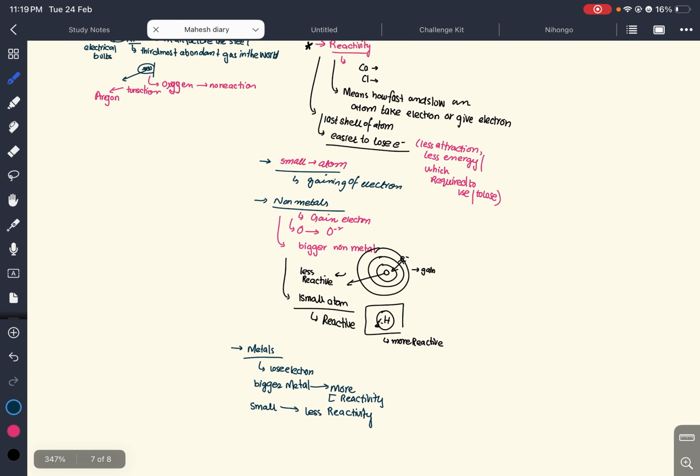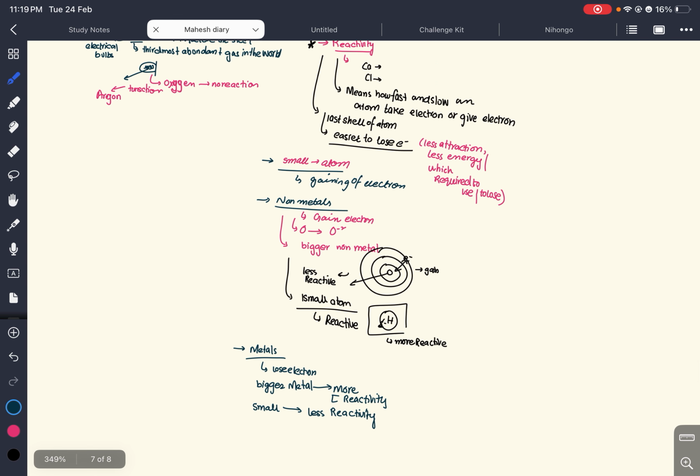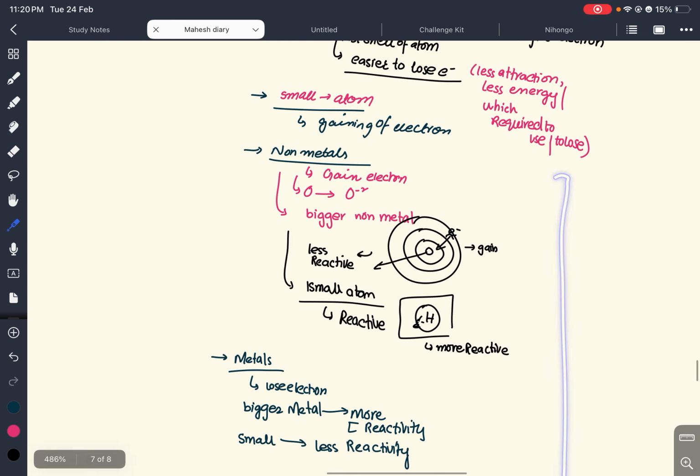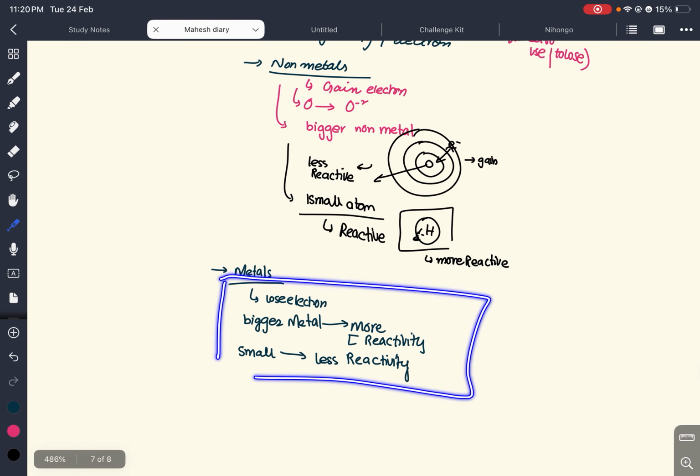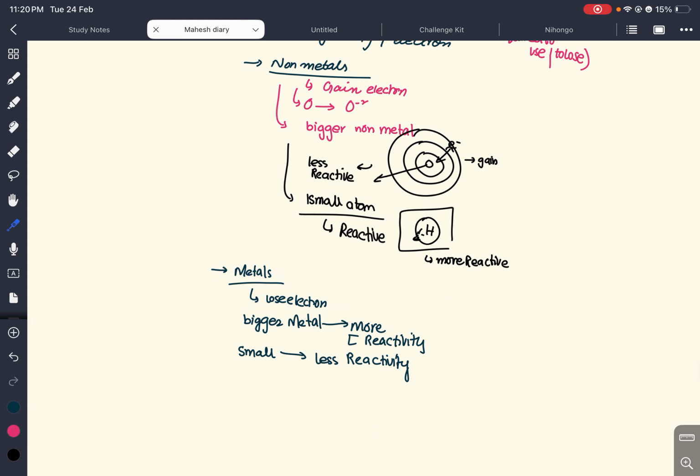That's how reactivity works in the periodic table and within the elements. Reactivity is how fast or slow an atom takes or gives electrons. We have studied reactivity in non-metals and metals. A non-metal gains electrons; if it is a bigger non-metal, it is less reactive, while a small one is more reactive. If we talk about metals, they lose electrons. So a bigger metal has more reactivity and a small one has less reactivity.